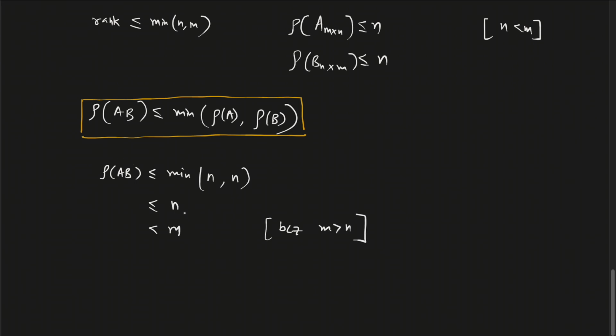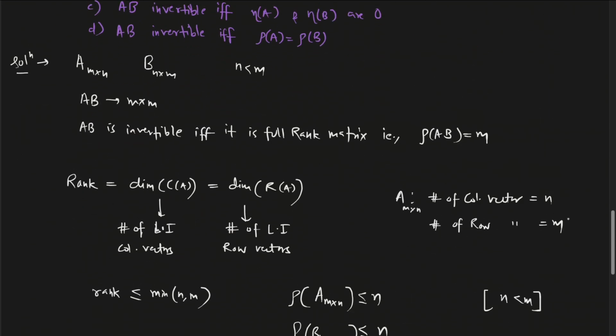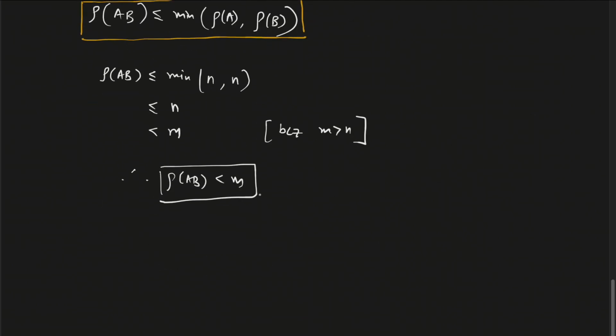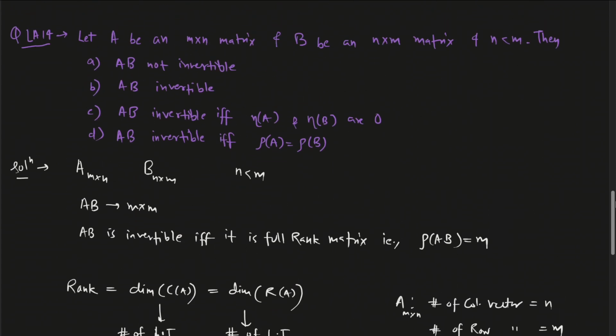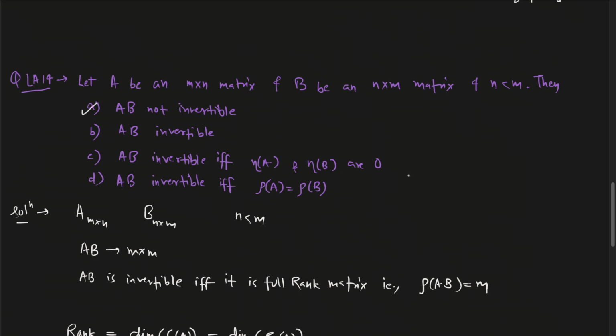So if rank of AB is less than or equal to n and n is less than m, then rank of AB should be less than m, right? Therefore rank of AB is less than m. And I already told you that AB is invertible if and only if it is a full rank matrix. That is, rank of AB should be m, but here rank of AB is less than m. Therefore AB is not invertible. That is option A.